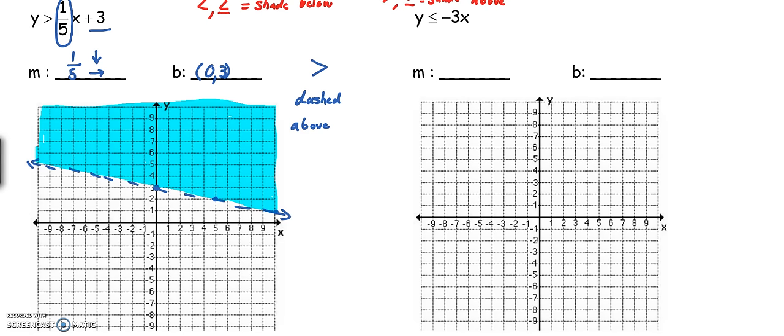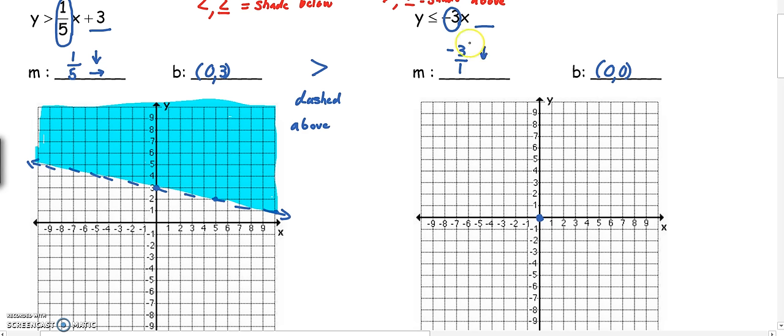My next equation is y is less than or equal to negative 3x. So my slope is what's in front of the x, negative 3. Because it's just a number, we're going to add a 1 on the bottom. So negative 3 over 1. There is no b value, so my starting point is 0, 0. So I'm going to start at 0, 0.